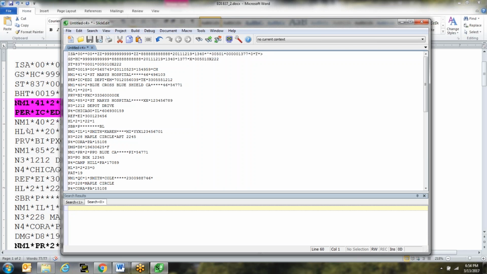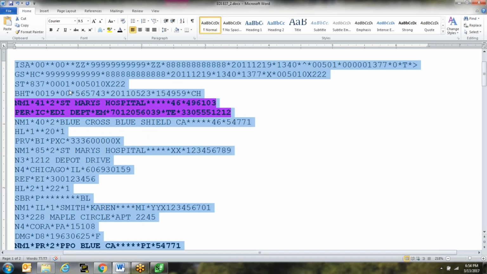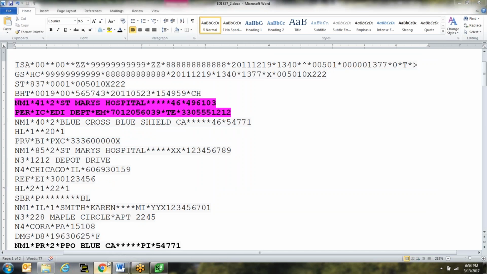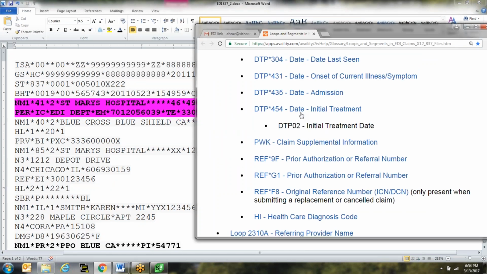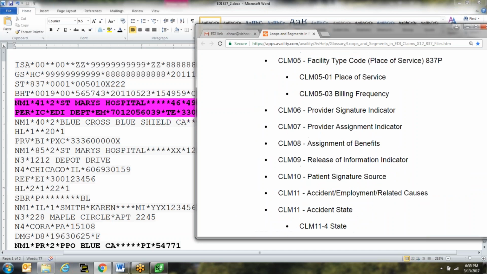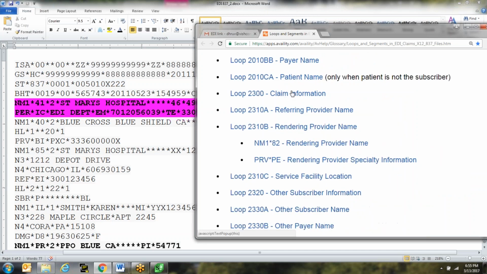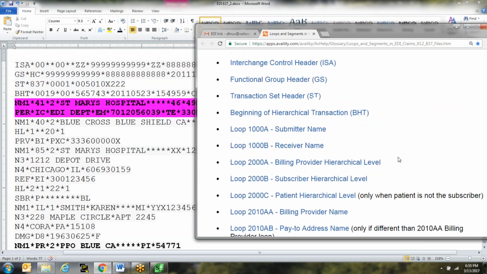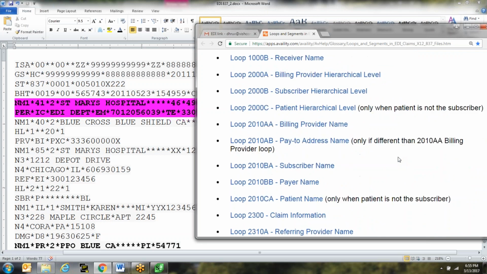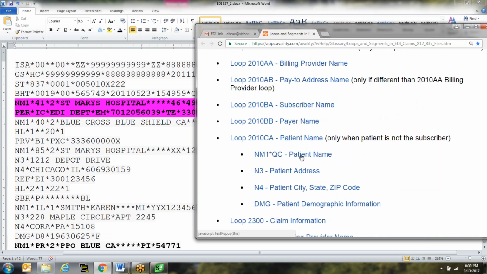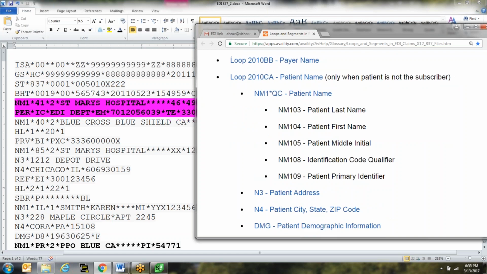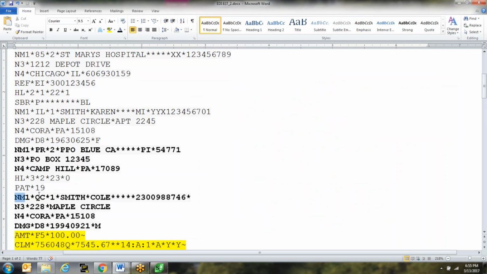Member not active. So what you need to do is go back and forth between the actual EDI claim and this claim. So let's do this. First of all, you will see the patient name. Okay, patient name. Patient name is NM1 star QC in NM109. So NM1 star QC, let's find this one. This is the patient, Cole Smith. Okay, NM109. This is 1, 2, 3, 4, 5, 6, 7, 8, and this is 9.